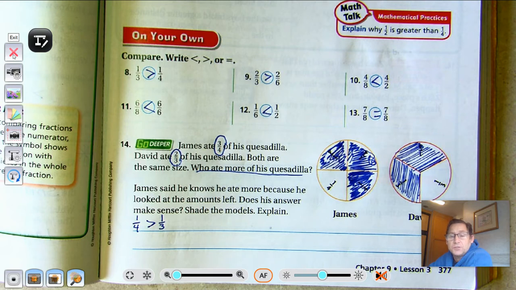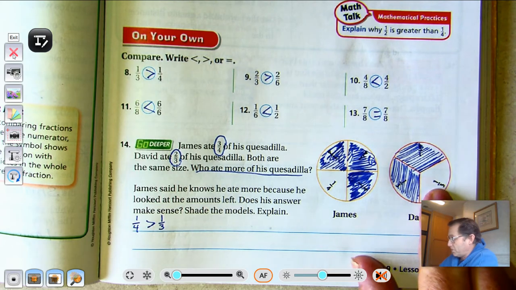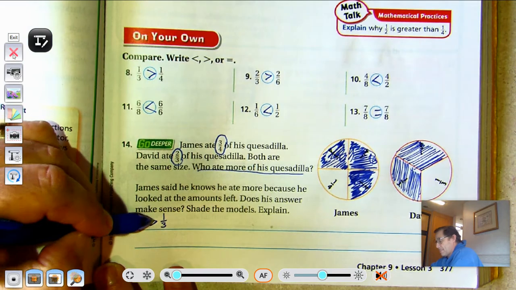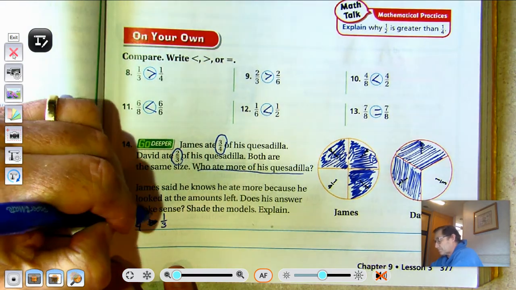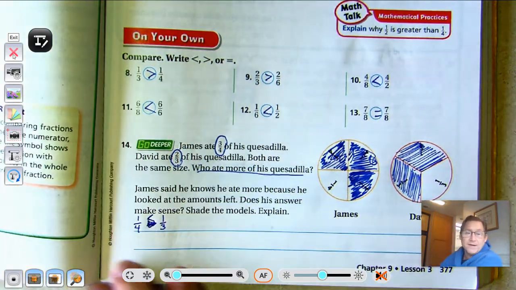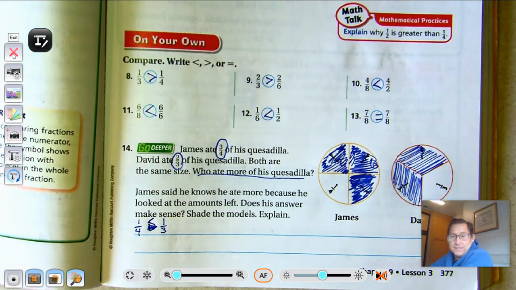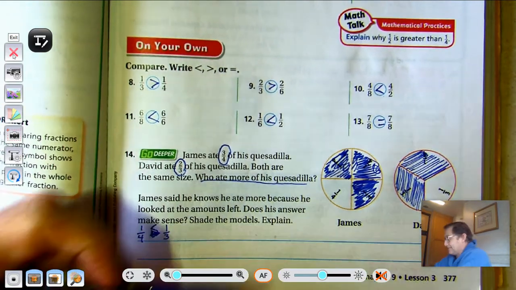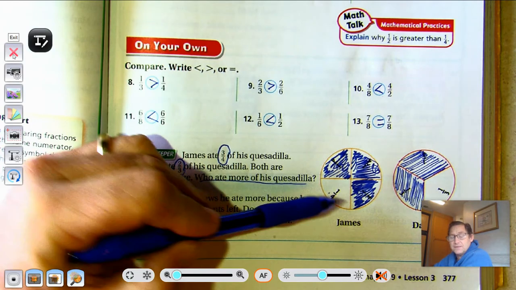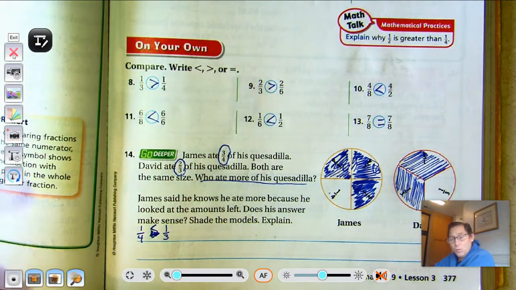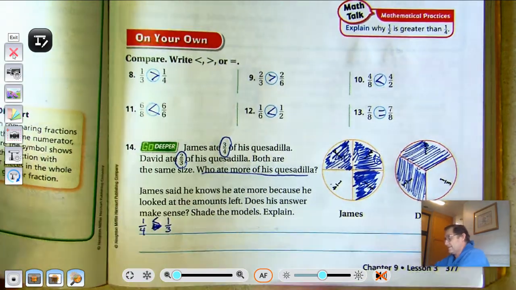Which one has a larger piece left? The 1/3. Sorry, I turned that the wrong way. 1/4 is less than 1/3, he's saying, because he has less left. If he has a smaller piece left, he's eaten more. Okay, so that does make sense.